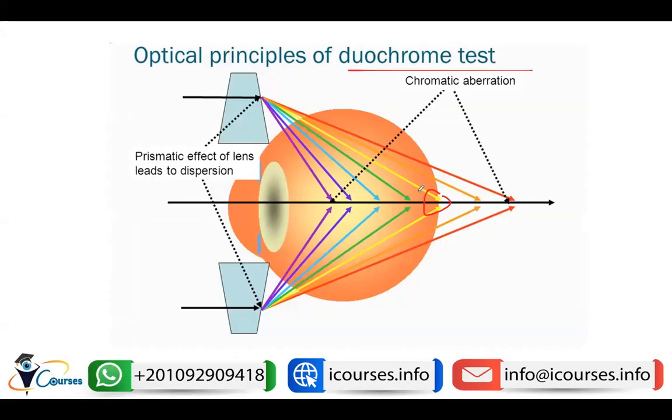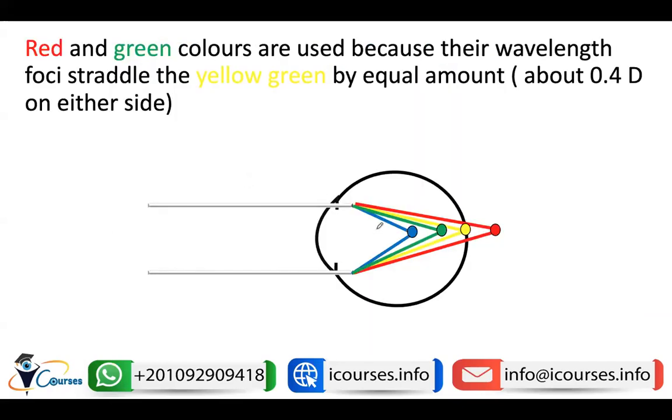On the other hand, the green light and the red light are focused in front and behind the retina respectively. So what happens if the eye is emmetropic? You will see the yellow-green light. But what happens if the eye is hypermetropic? Then the green light will be in focus. And what happens if the eye is myopic? Then the red light will be in focus. So the myope will see the red light better. The hypermetrope will see the green light better.